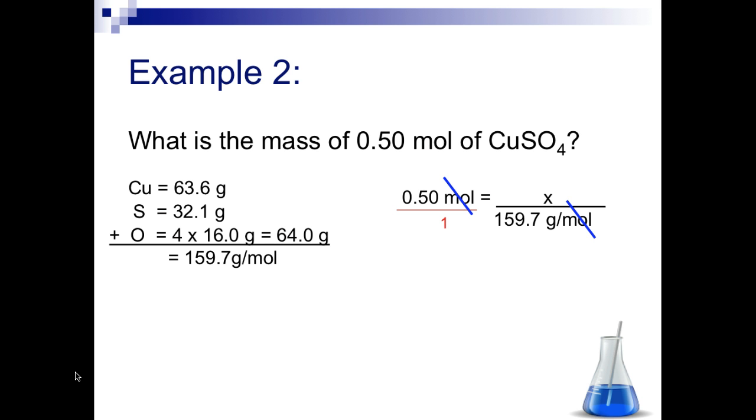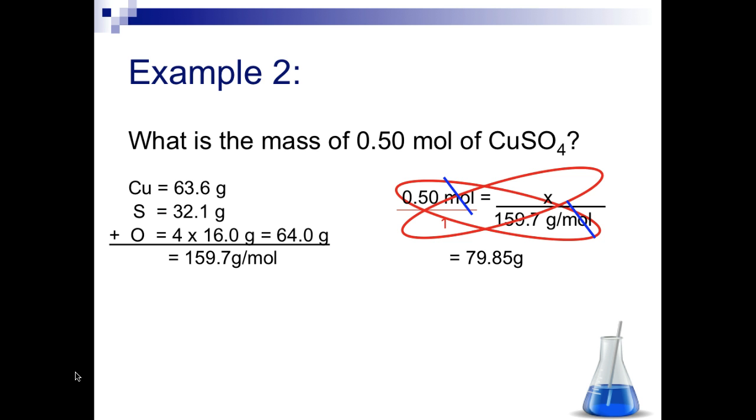So now what we're going to do is put 0.50 moles over 1. Moles are going to cancel. We have moles in the top, moles in the bottom. Now we're going to crisscross multiply. And when we do that, we get an answer of 79.85 grams. Again, this answer only has 2 sig figs in it. The 5 and the 0 are significant, so we're going to have to round our answer to 80 grams.